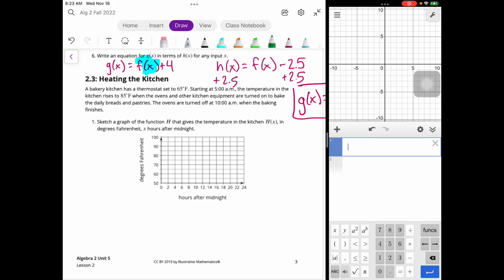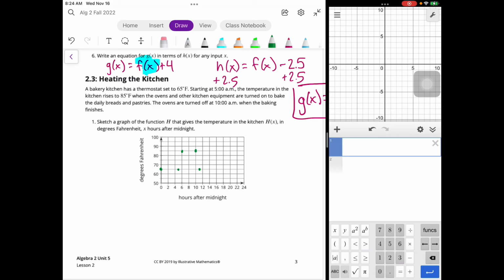So we're starting at 65 degrees, and then starting at 5 o'clock, the temperature in the kitchen rises to 85 degrees Fahrenheit. Then at 10 o'clock, it gets turned off, and then it goes back down. Let's say it takes an hour to come back down. Actually, we'll say it starts rising at 5 o'clock. So then it'll take an hour.